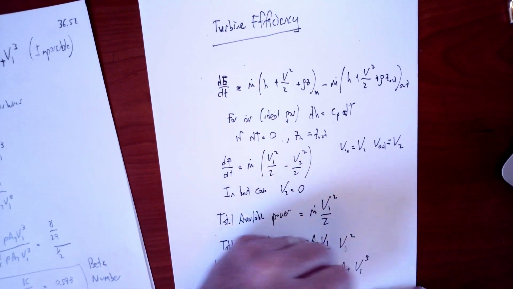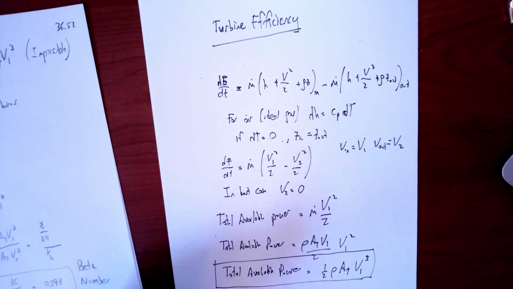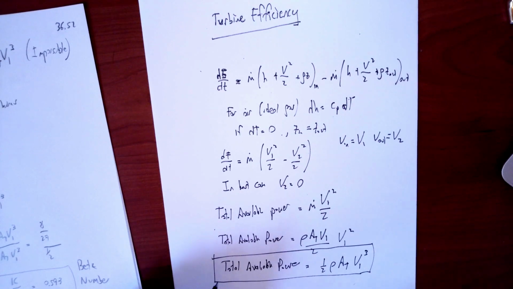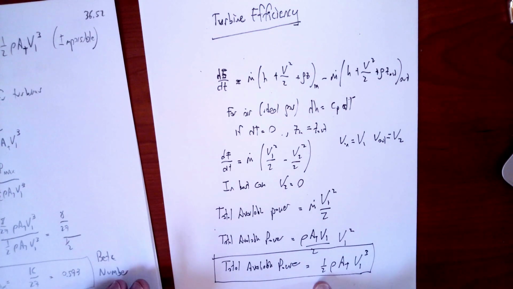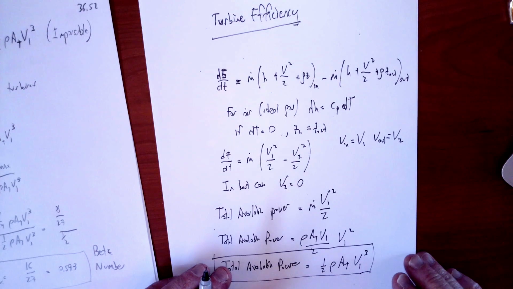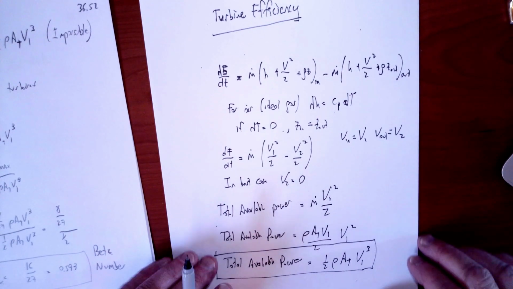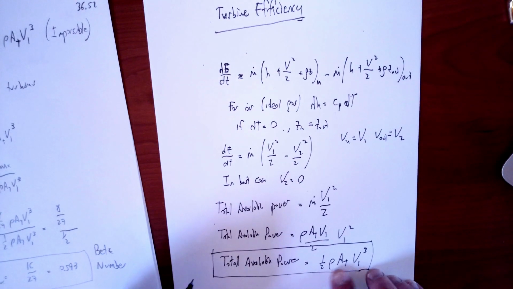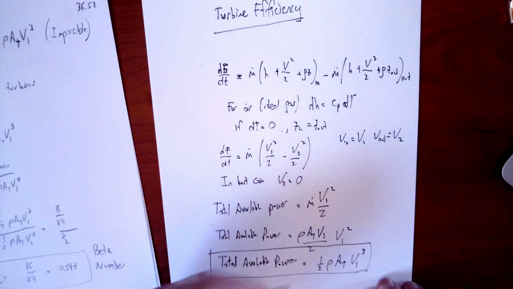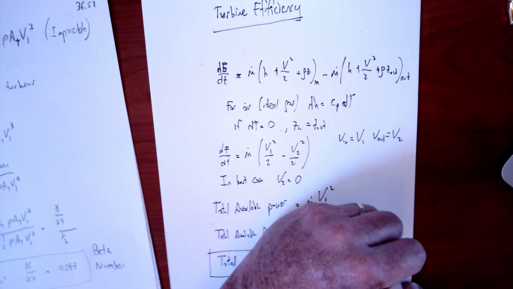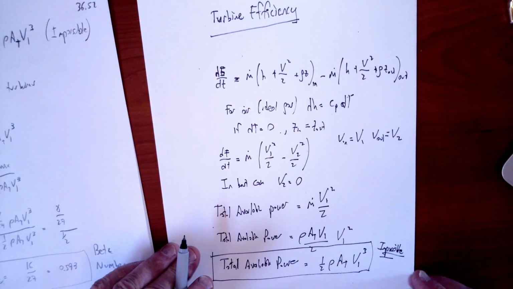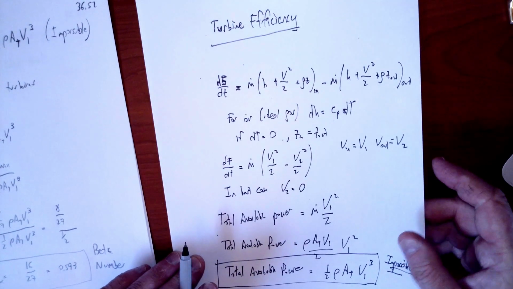So this is very similar to what we were just looking at. Remember, we just figured out that we could get a certain amount of energy out that was related to V1 cubed, but the amount we could get was less than 1/2 of that. So we're going to see how well we really can do with a real turbine when the total available power in the flow stream is 1/2 rho AT V1 cubed. This is impossible. Like many first law analyses, this isn't possible to do. This is just the total energy that is available.